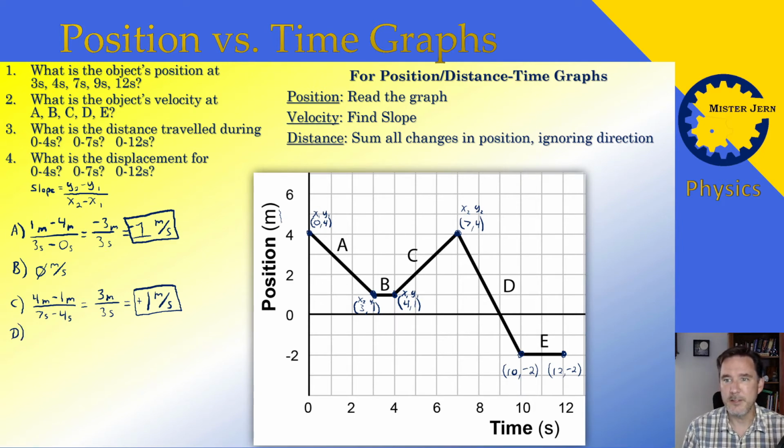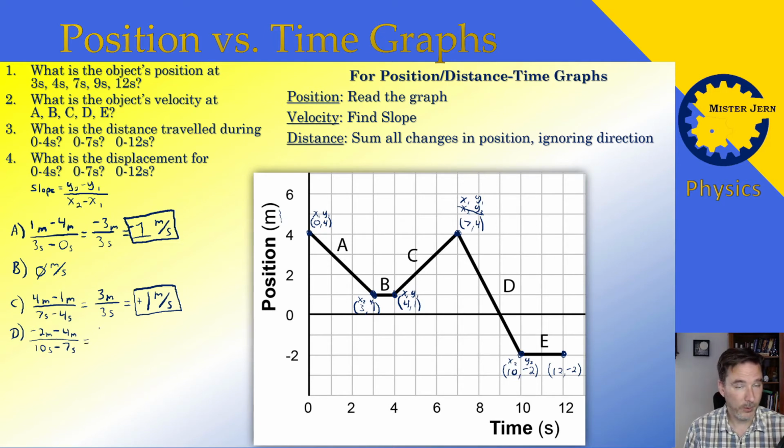All right, letter D, let's see. I've got x2 and y2. I'm going to just put a line through that because I'm done with that. This will be my x1 and y1 for letter D. And then down here, this will be my x2 and y2 for letter D. Okay, so y2 is -2. We can deal with negatives, meters, minus y1, which is 4 meters, divided by x2 is 10 seconds, minus x1, 7 seconds.